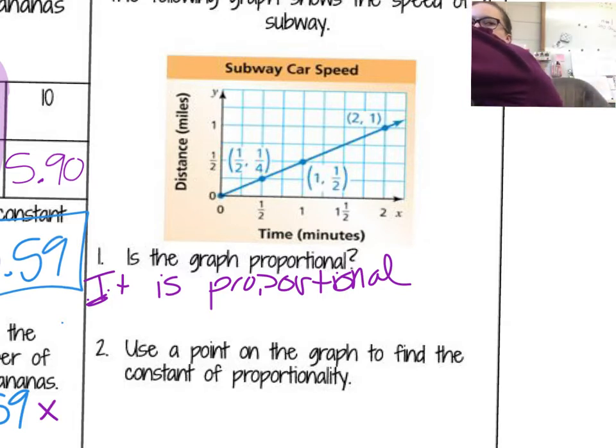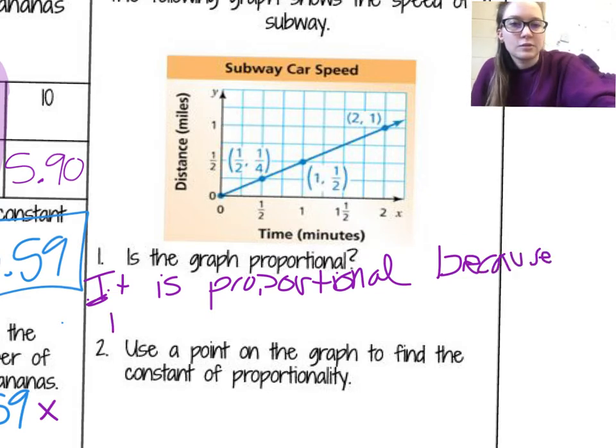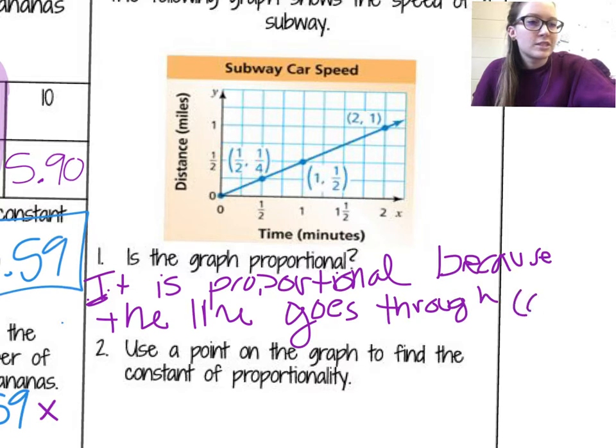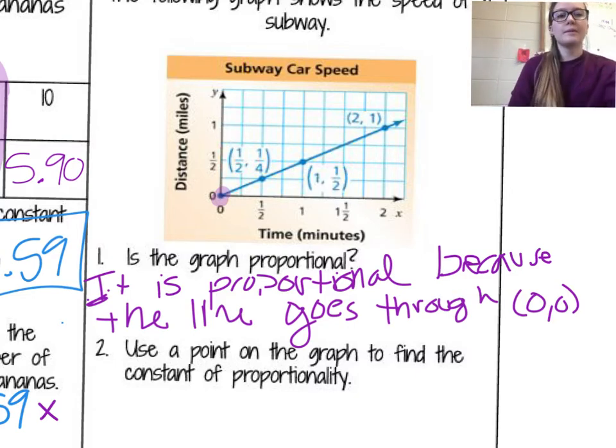Because, sorry, I'm gonna switch pens. It goes, or the line goes, I just use my finger, through the origin 0, 0, okay? So right here, that's the origin, that is a straight line through it. That means it's proportional, we're good to go, okay?